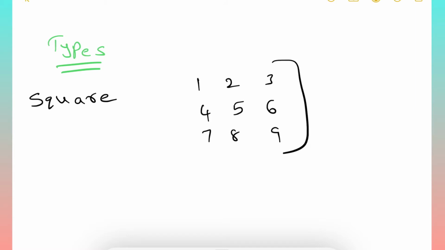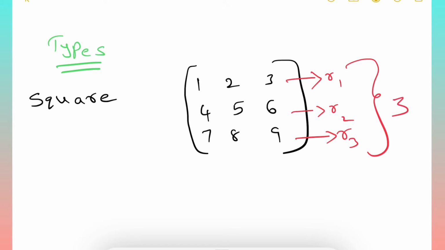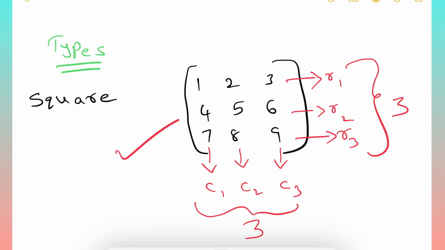now if we observe this matrix clearly, how many rows are there in this? This is row 1, it is row 2 and this is row 3. So total 3 rows are there. Then what about columns? This is column 1, this is the second column and this is the third column. So total 3 columns are available. So in a matrix, if the number of rows is equal to the number of columns, then that type of matrix is called a square matrix. So this is a square matrix.